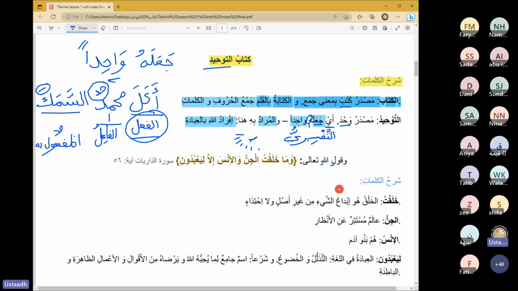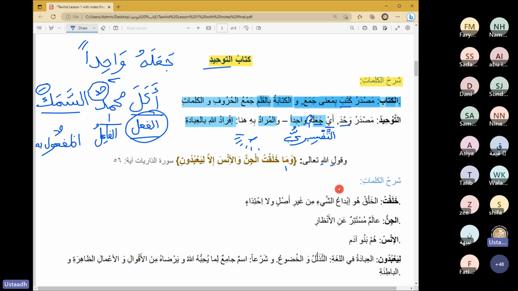وَقَوْلِ اللَّهِ تَعَالَى. And his statement, or the statement of Allah Ta'ala, the Most High, وَمَا خَلَقْتُ الْجِنَّ وَالْإِنسَ إِلَّا لِيَعْبُدُونَ. So even most Muslims who don't know Arabic have memorized the statement of Allah subhanahu wa ta'ala, وَمَا خَلَقْتُ الْجِنَّ وَالْإِنسَ إِلَّا لِيَعْبُدُونَ.